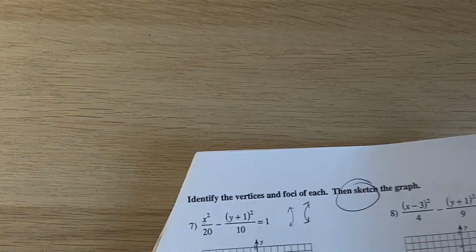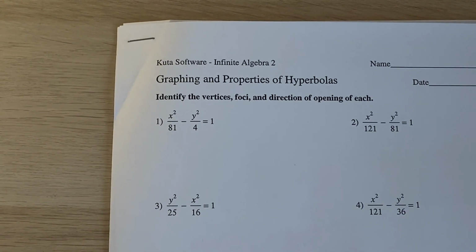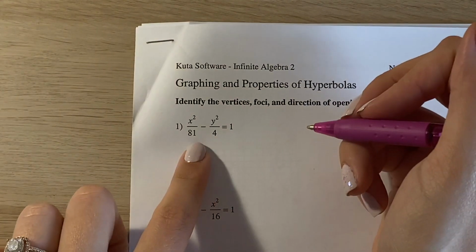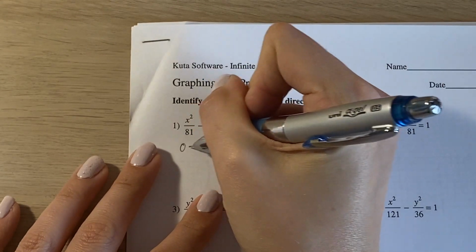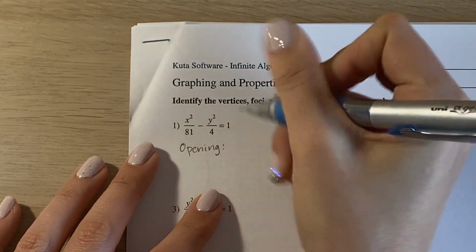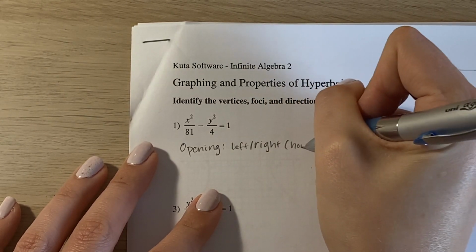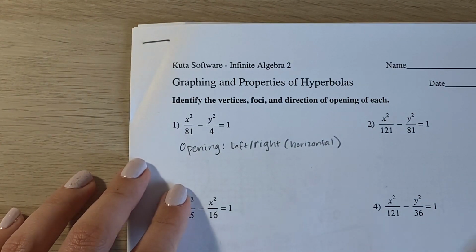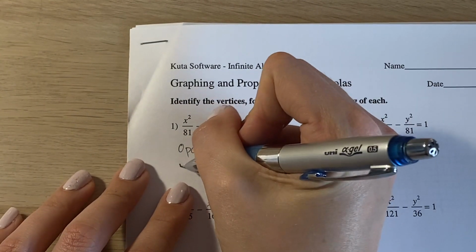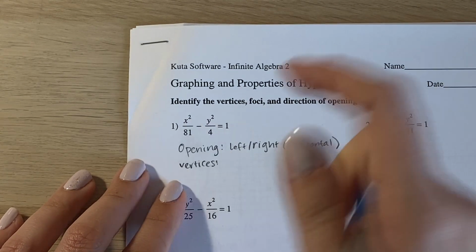Now, if we wanted to do something else here, then we would need to do this without the graph, and you can picture the graph in your head or just start thinking about what this graph would look like. So for this one, the opening is left, right. You could also call this horizontal, like a horizontal orientation, like we used orientation for ellipses. The vertices are located along the x direction.